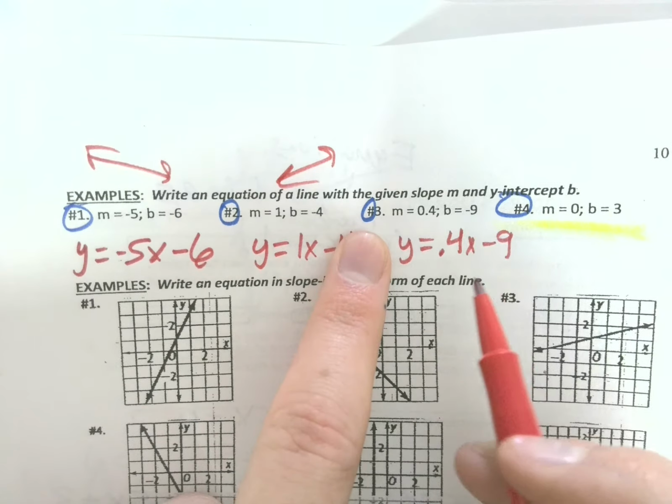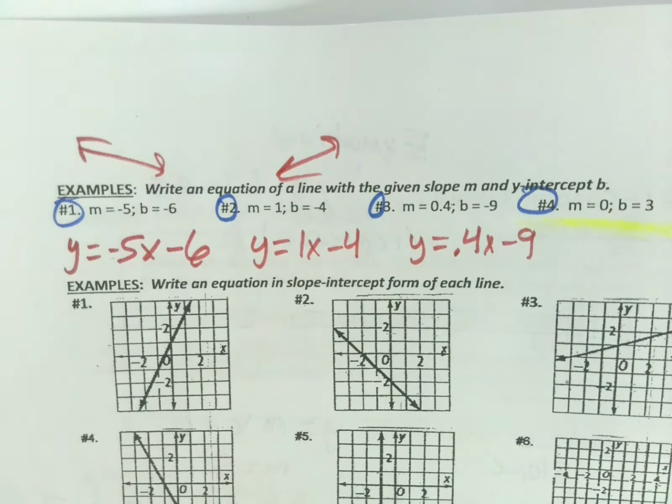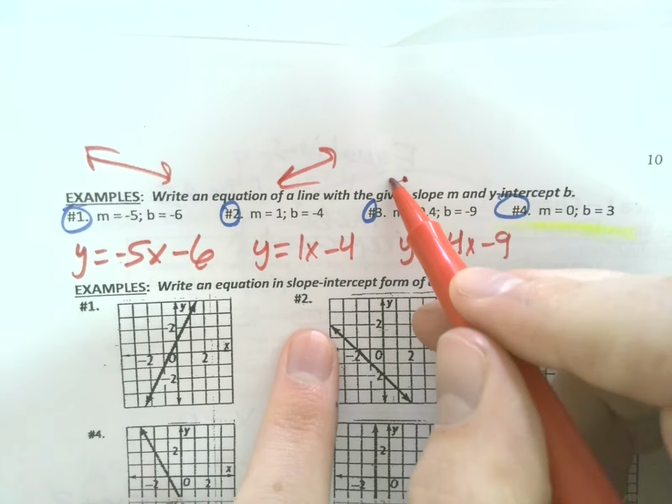Caden, how about number 3? Would number 3 be an uphill slope or a downhill slope if it's a 0.4? It's very slight, isn't it? It's a very slight uphill.